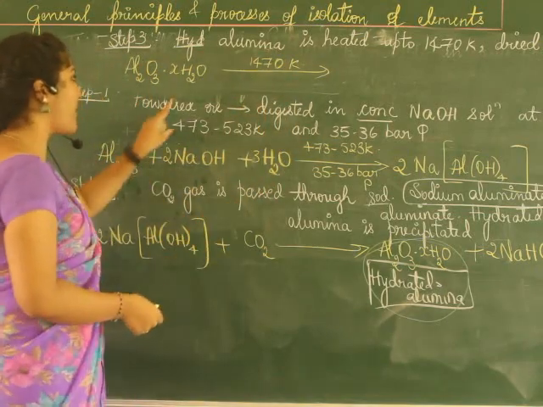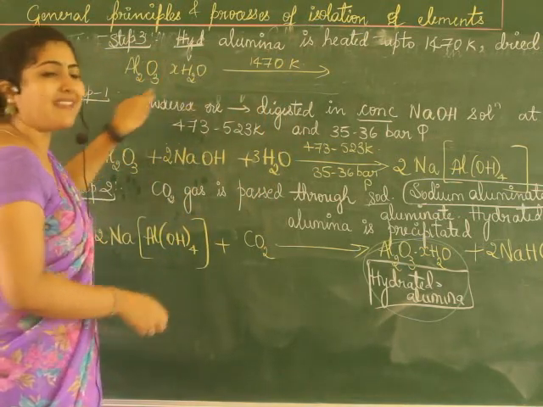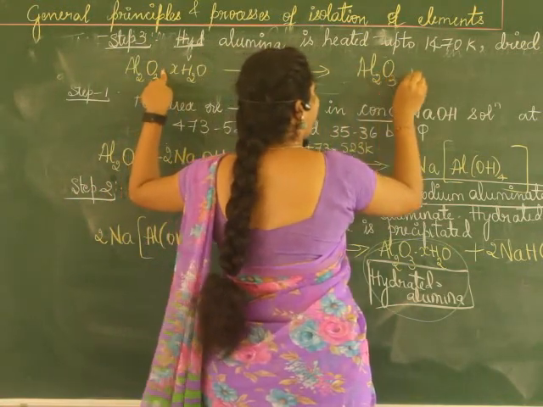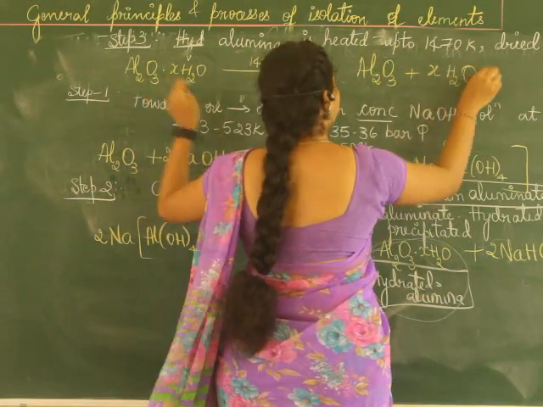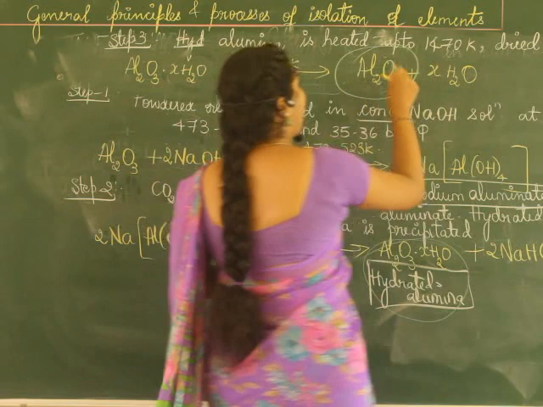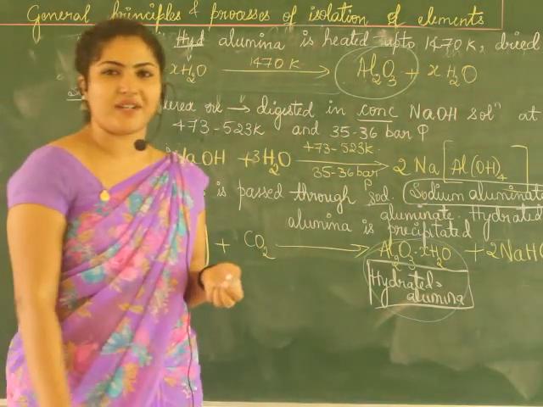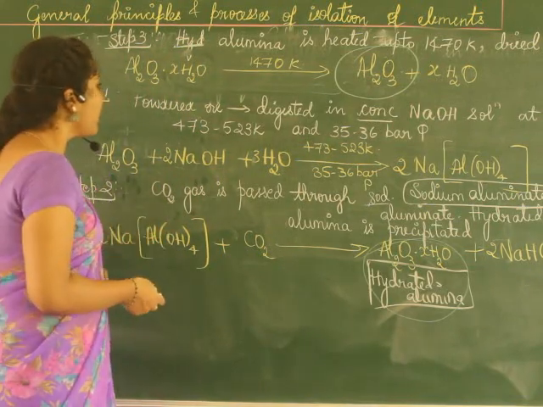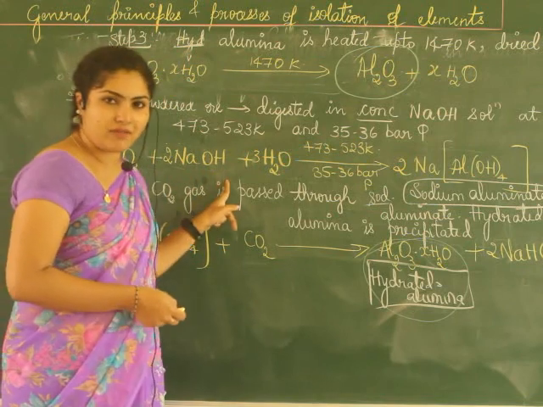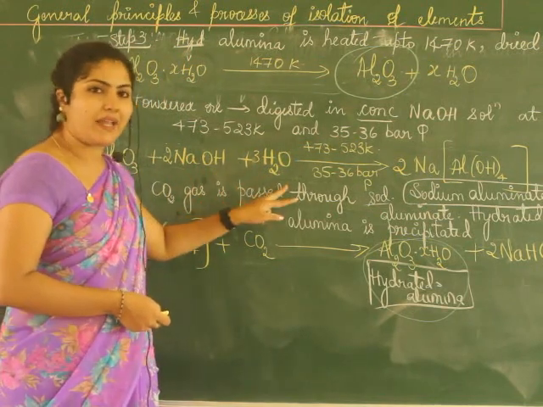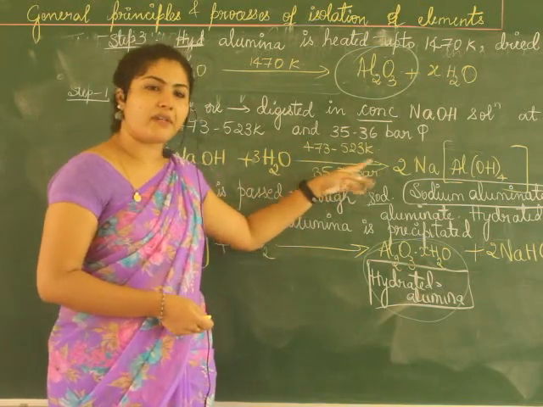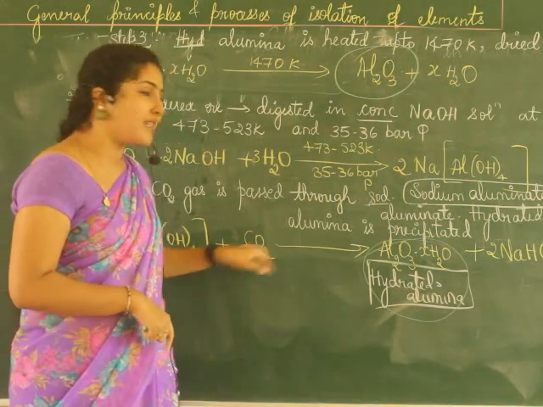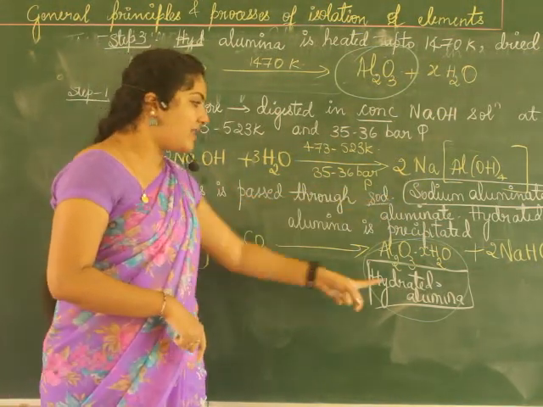What do you get? When you heat, what happens? This water gets separated as water vapor. So just here a plus comes, Al2O3 plus xH2O. This is what we wanted. This is the concentrated alumina. Very easy, isn't it? So please go through it. The 3 important steps, very, very important. First, powdered ore is digested with sodium hydroxide. Since we say solution, we take water here at 473 to 523 Kelvin, 35 to 36 bar pressure. You get sodium aluminate.